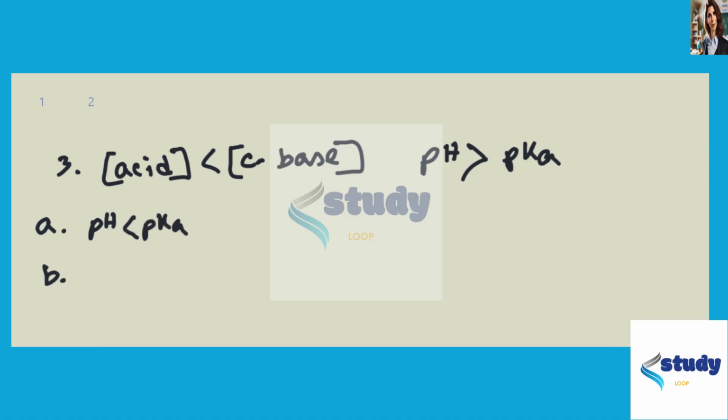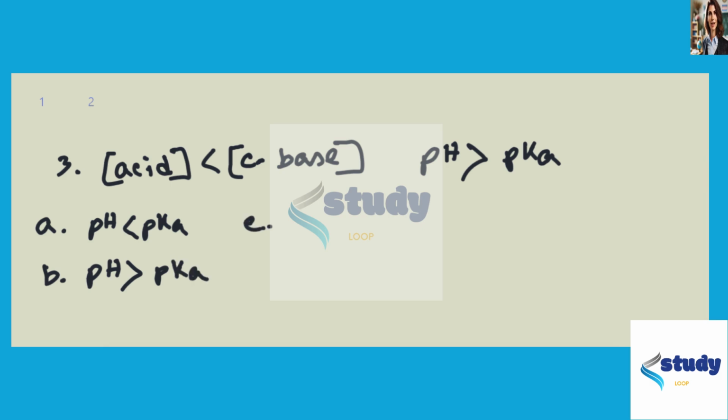In the second one, we have 0.1 mole HA and 0.15 mole A minus. That means conjugate base concentration is higher than the acid concentration here. That means pH will be greater than pKa.